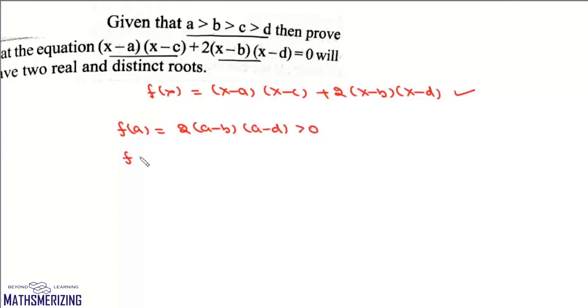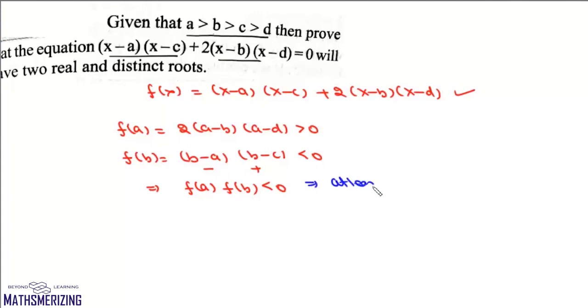0. And if we find f(B), f(B) will be (B − A)(B − C). Now B − A is negative and B − C is positive, so it will be less than 0. So here we are getting this condition that f(A)·f(B) is less than 0. Then from Bolzano's theorem we can say that at least one root of f(x) = 0 will lie in the interval (A, B).